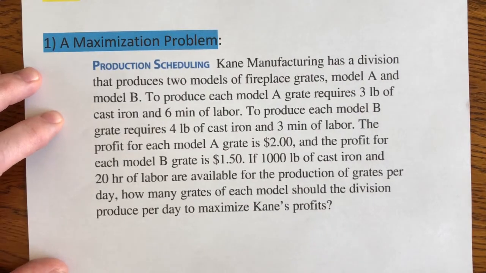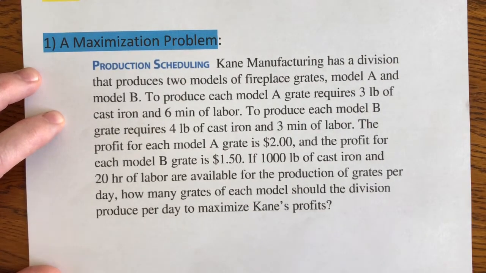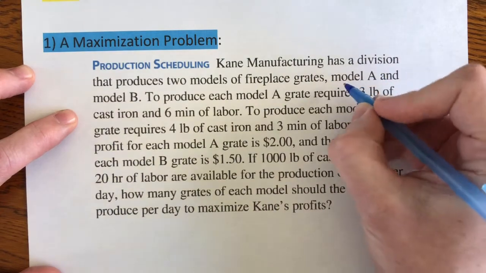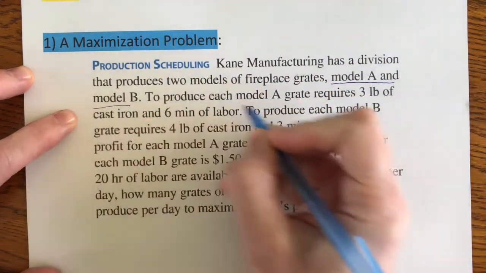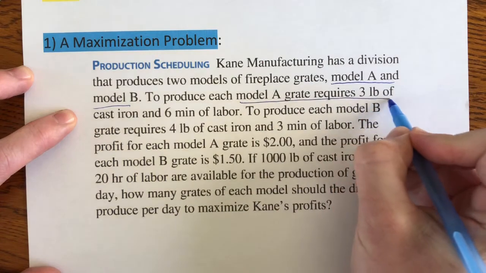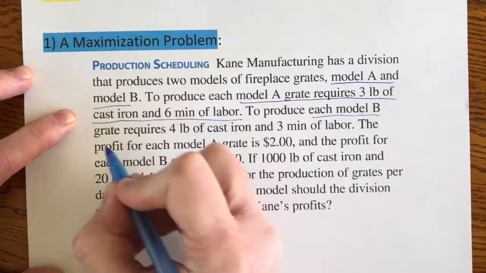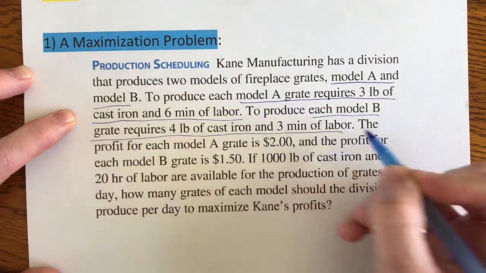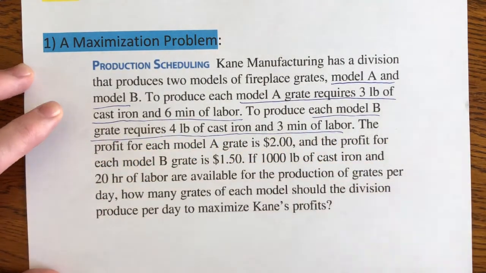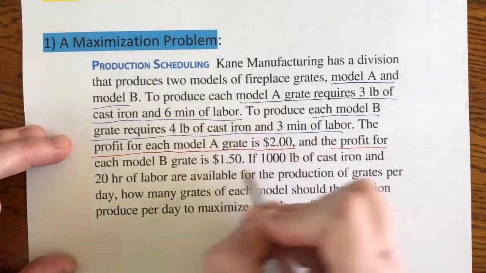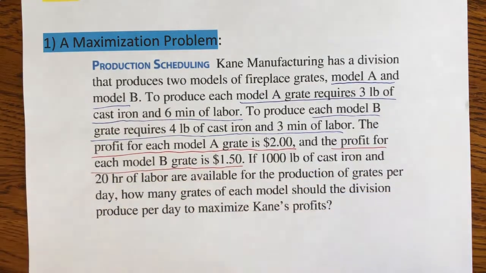Okay, so I'm going to underline some key pieces of information here in order to ultimately construct my linear programming model. So we're looking at producing two models of fireplace grates. So we have a model A and a model B. We know that to produce each model A requires what? 3 pounds of cast iron, 6 minutes of labor. To produce each model B requires 4 pounds of cast iron, 3 minutes of labor. And then the profit here for each model A grate is $2, and the profit for each model B grate is $1.50.